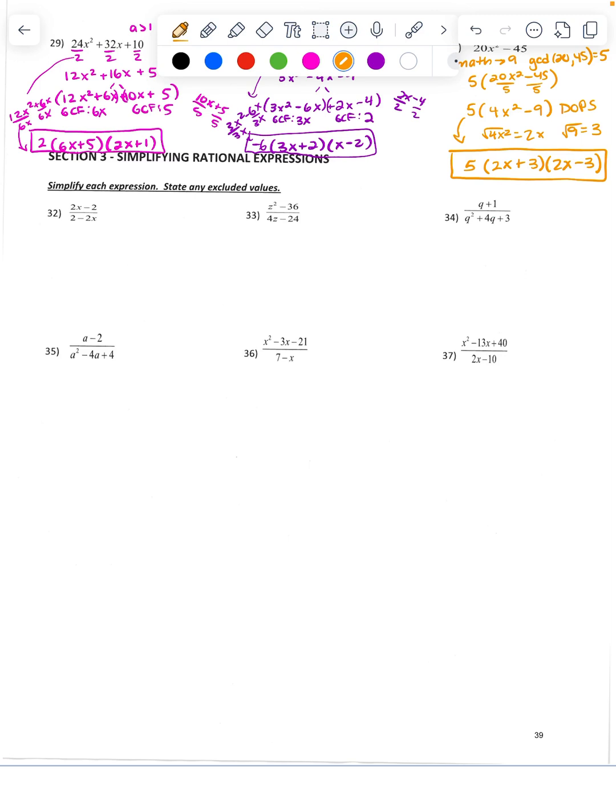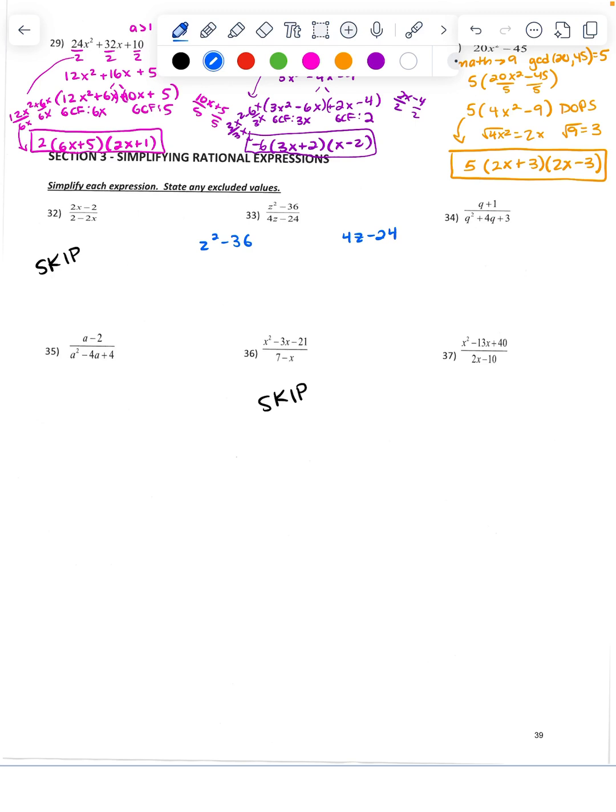Okay, so we are going to skip number 32 and number 36 for these examples. When you're looking to simplify a rational expression, you have to simplify the top first and then the bottom second, and you're simplifying them separately. So I'm looking to simplify this and this by using factoring.